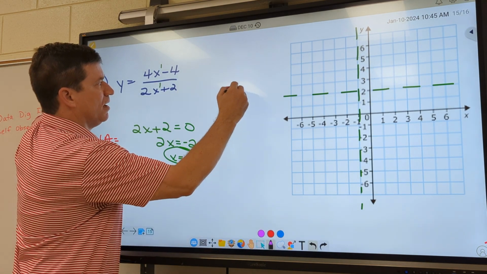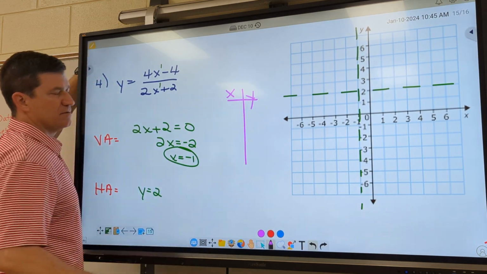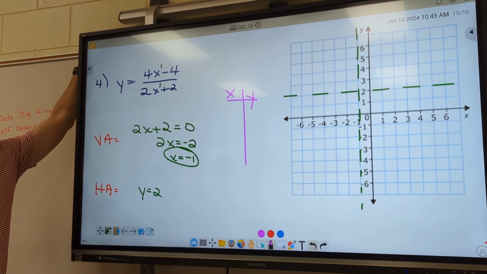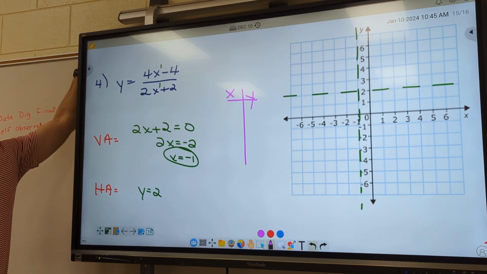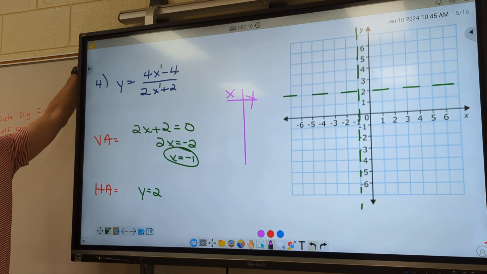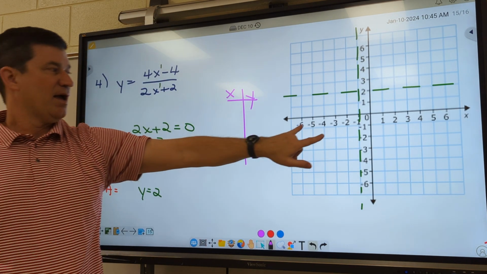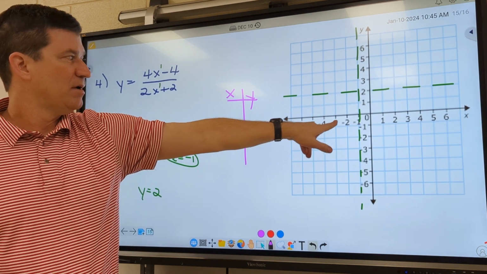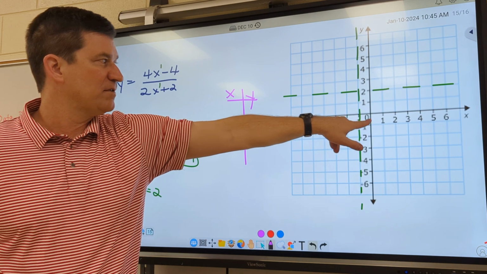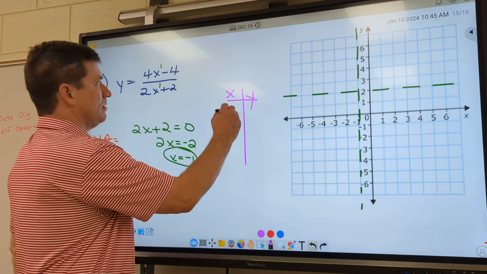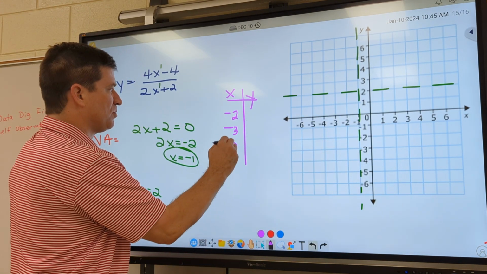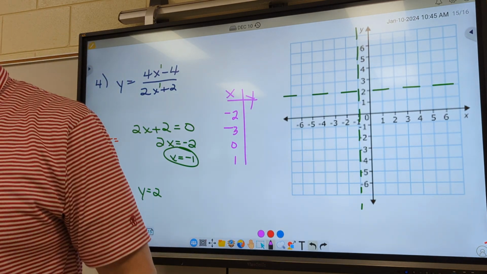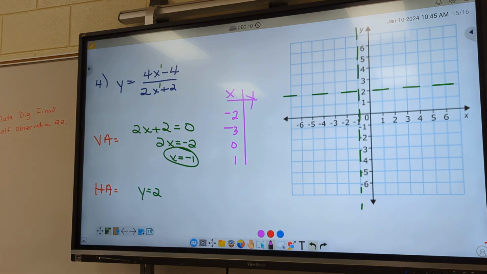All right, last step. Plug in your 4 points. Back on number 1, how did we pick our 4 points again? 2 on the left, 2 on the right. Right, 2 on each side. So we're going to do it the same way. And just by coincidence, these are going to be the same numbers. Negative 2 and negative 3 on the left, 0 and 1 on the right. Doesn't matter which order you plug them in. All right, go. You guys should have it. Plug them in your calculator.